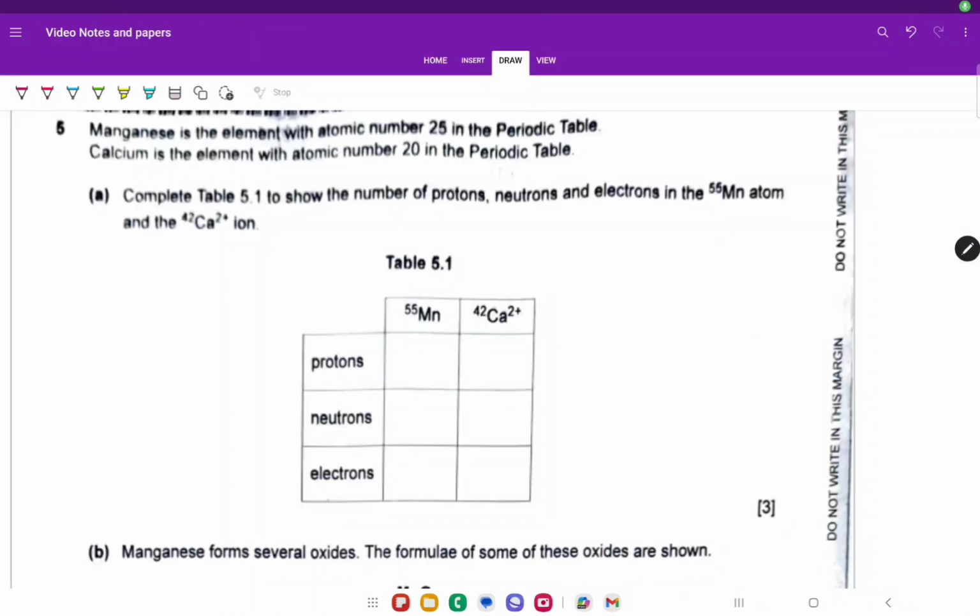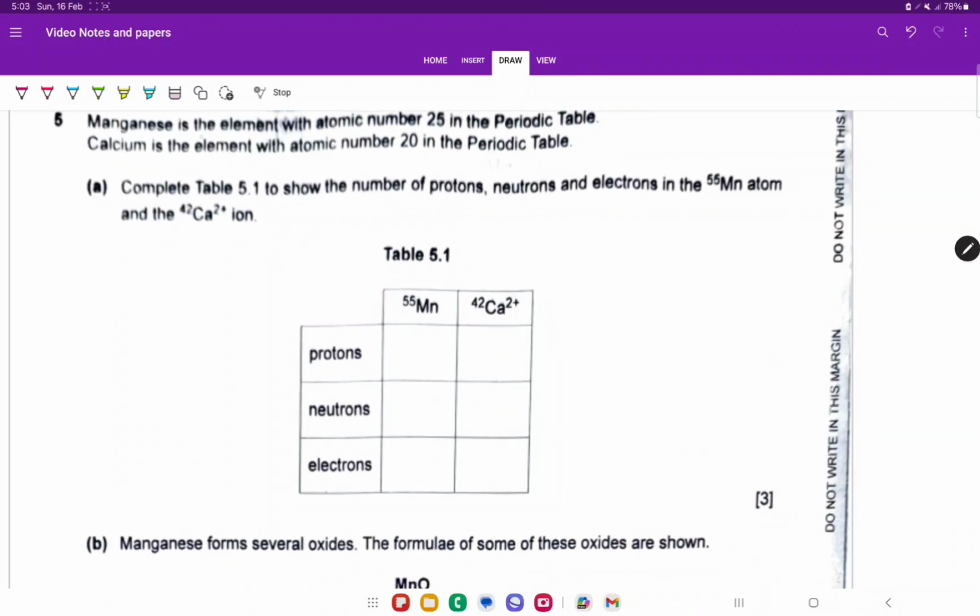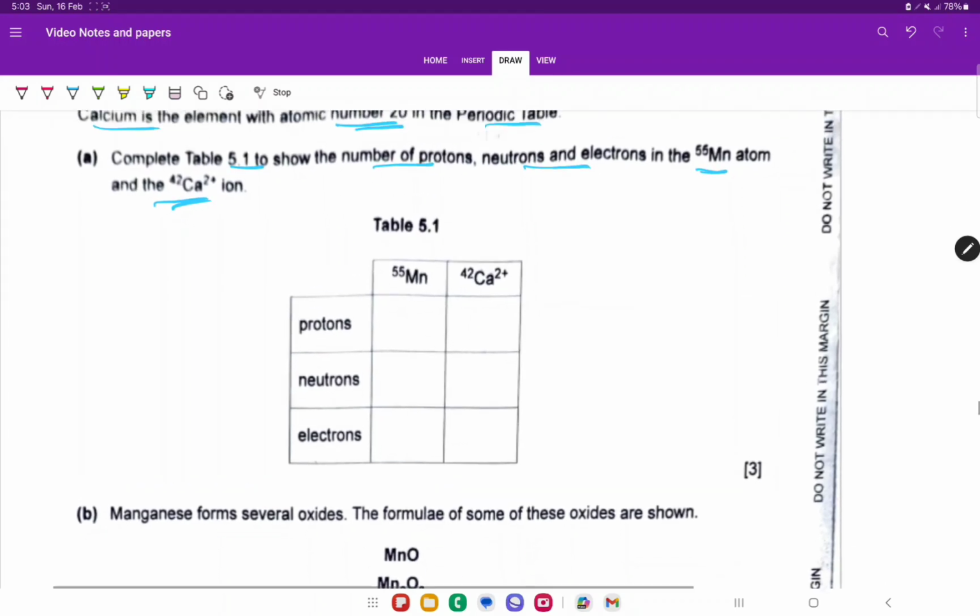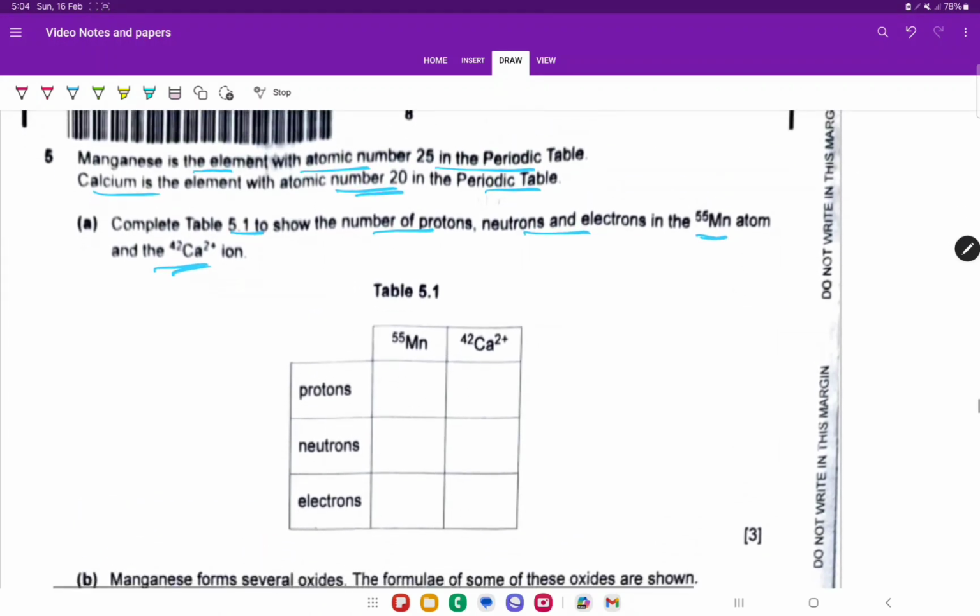Okay. Now question 5. Manganese is the element with atomic number 25 in the periodic table, and calcium is the element with atomic number 20. Complete table 5.1 to show the number of protons, neutrons, and electrons in Mn-55 and the Ca2+ 44 ion. One is Mn. The atomic number of Mn is 25, so I'll write 25 here. Atomic number of calcium is 20, I'll write 20 here.